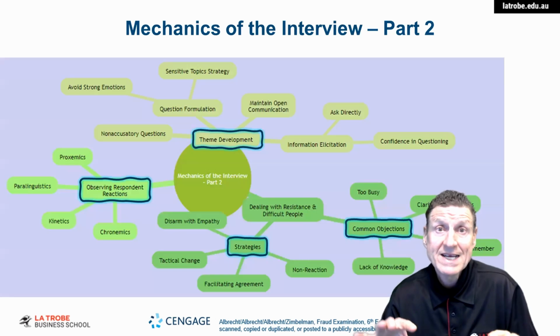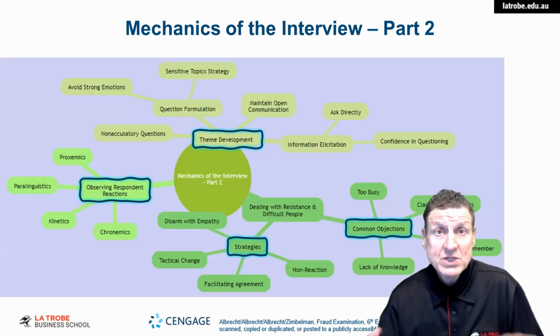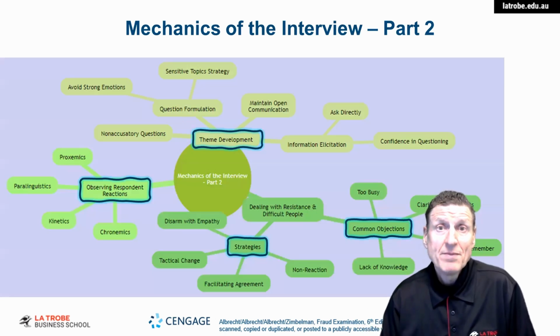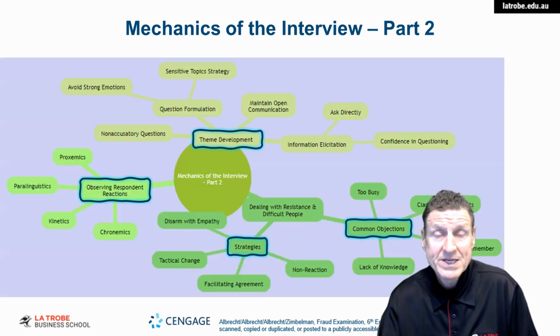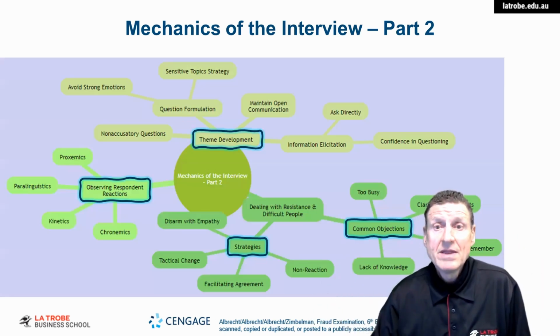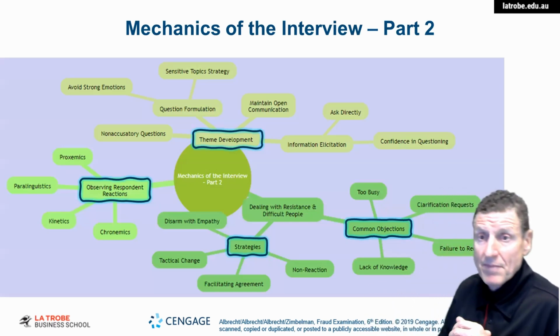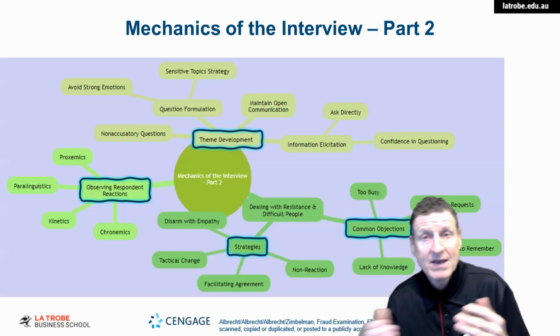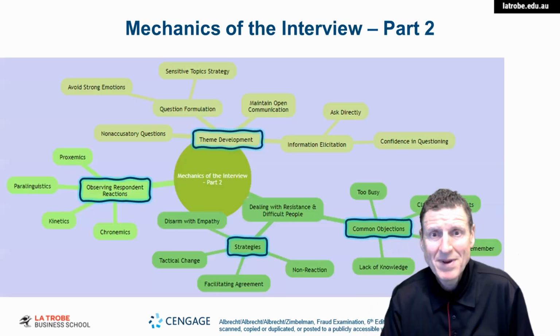Now, if we go to mechanics of the interview part 2, this is where we have more advanced strategies, because we may need to deal with denial. We may need to deal with resistance, difficult people, or volatile people. So there are common objections given by difficult people and those that are resisting giving information. They might say they are too busy. They might want to clarify your requests. They may have lack of knowledge, or they may fail to remember, or deliberately fail to remember, right?